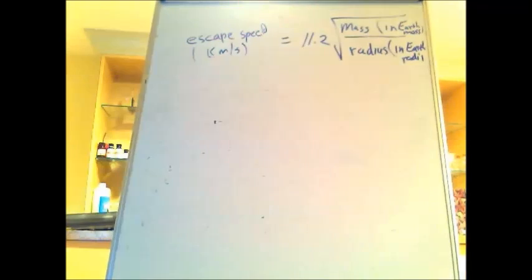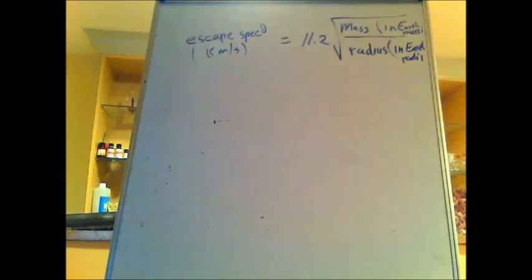And you could use this same formula to calculate for any other planet, just comparing its mass and its radius, and we could figure out what its escape speed would be.